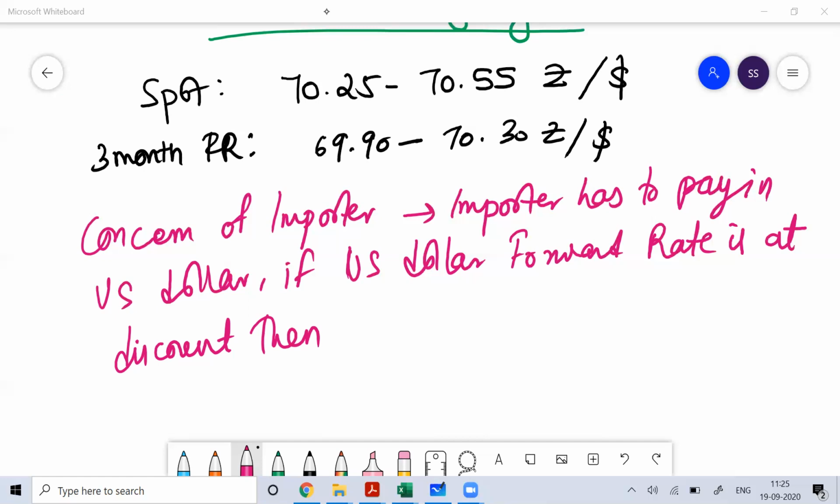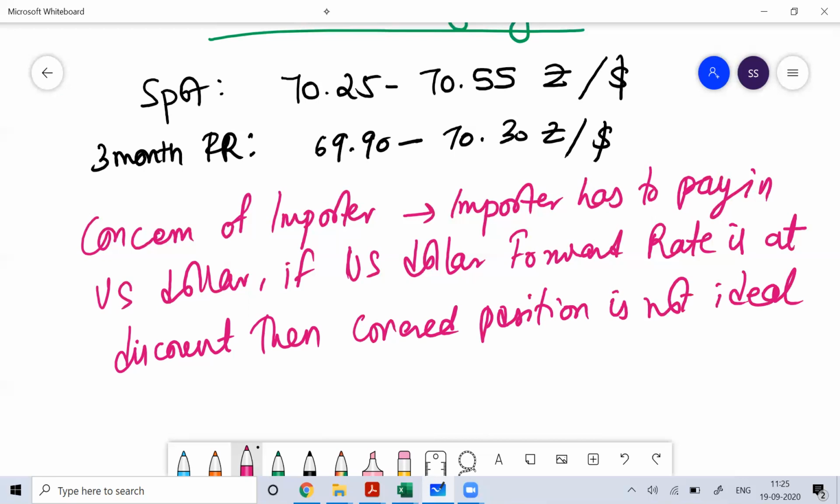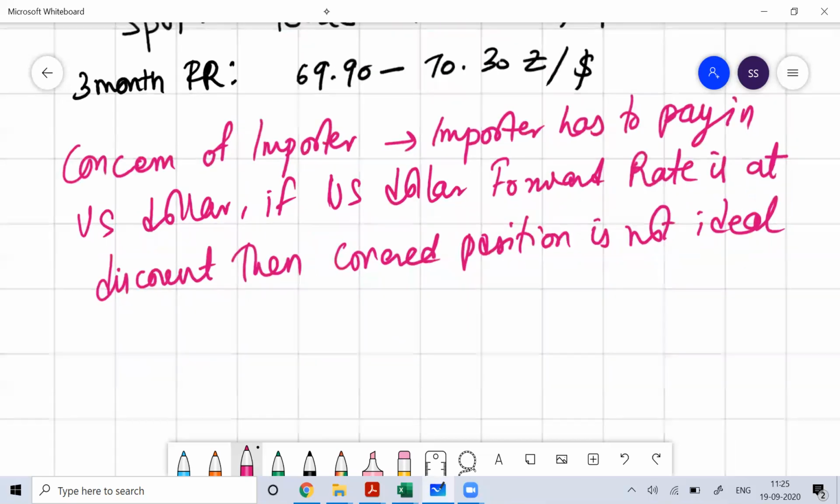So here, the concern for the importer is that he has to pay in US dollars, and if the US dollar forward rate is at a discount, then according to me, a covered position is not ideal. If you are very sure that the dollar is not going to appreciate, that your rupee is going to appreciate, then there is no need of taking a covered position.